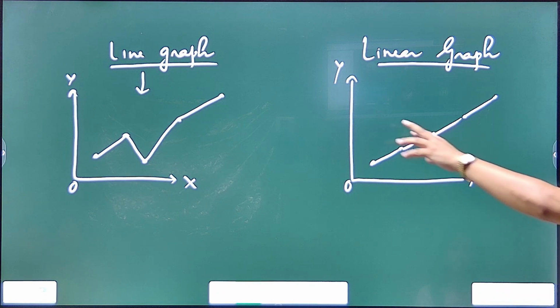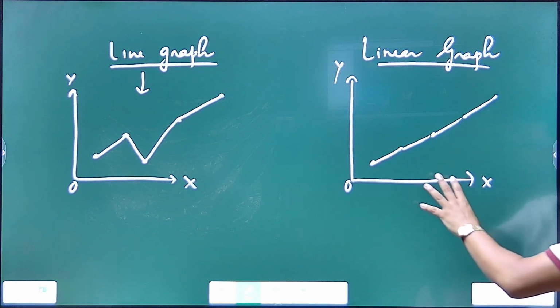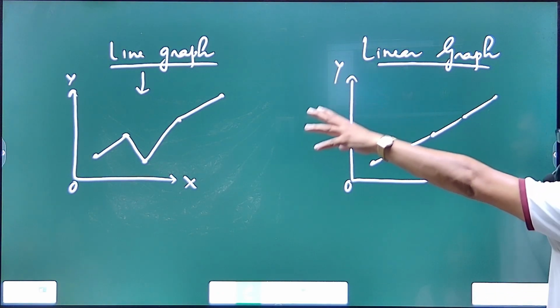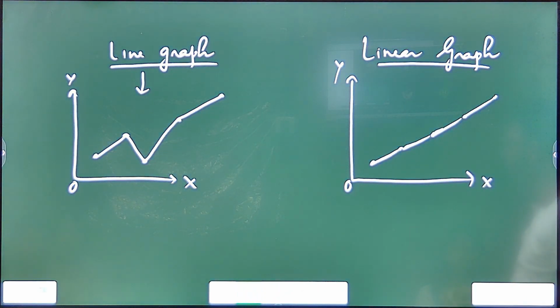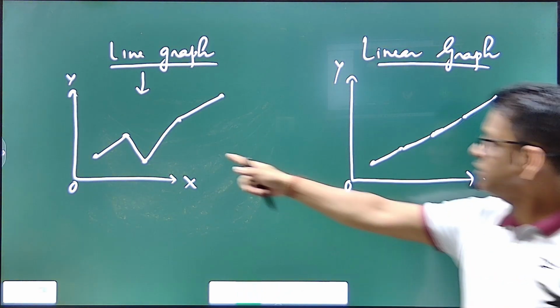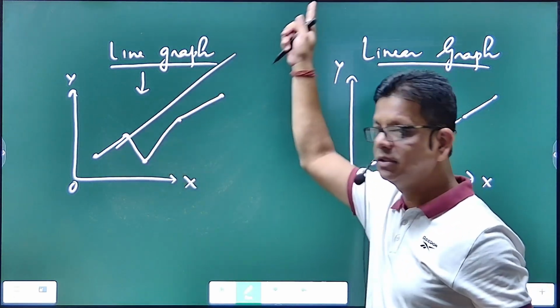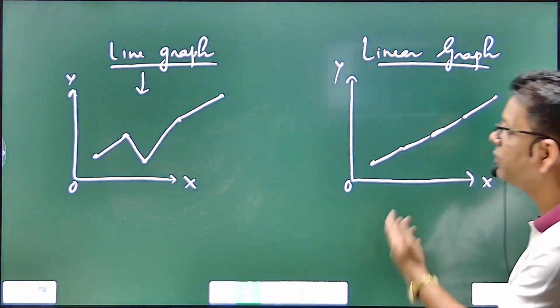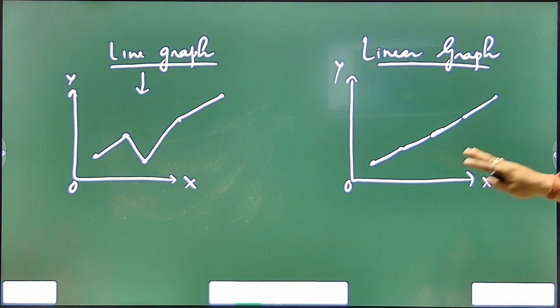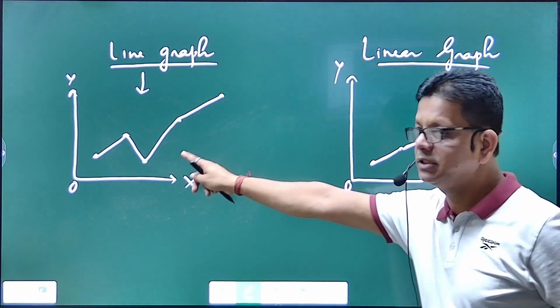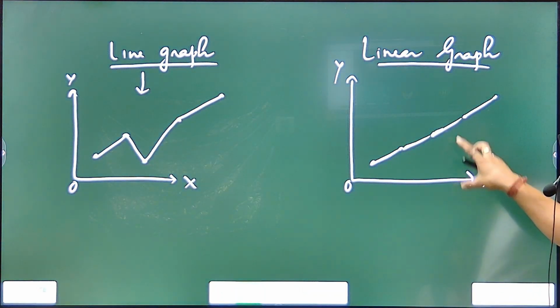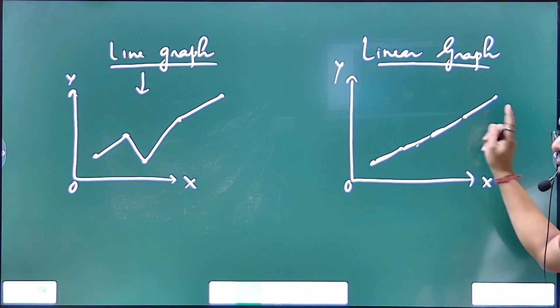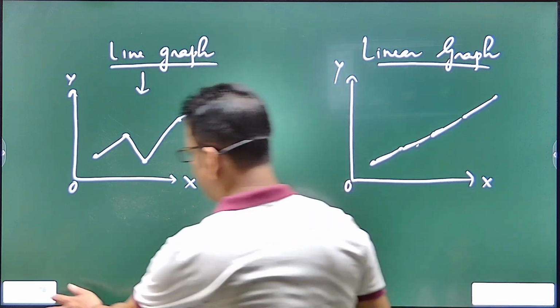Getting it? So, all line graphs are not linear, but all linear graphs are line graphs, because in all linear graphs, lines are there. Lines are there means it is a line graph. But this one is not linear, as it is not straight. So all line graphs are not linear, but all linear graphs are line graphs because they are a combination of lines, okay? So this is what line graph and linear graph are.